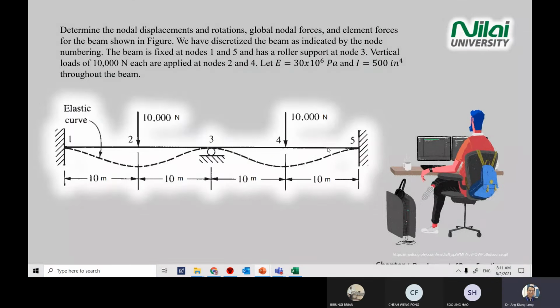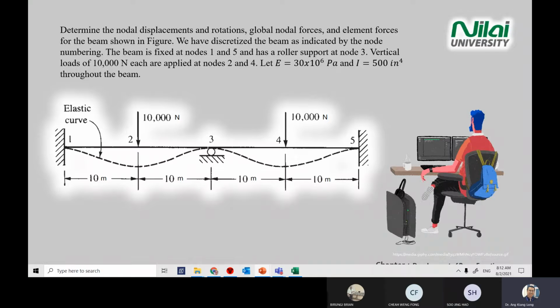Okay, now if you look at the screen here, we have a beam structure. Just check, Sue, are you there, Sue? Yes, sir. So you look at the screen. How many points or how many nodes do you have in this question? 5. 5 nodes, okay, correct.